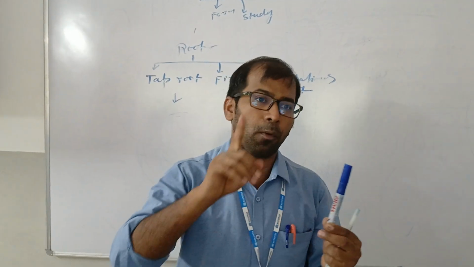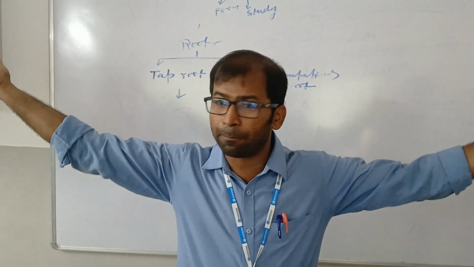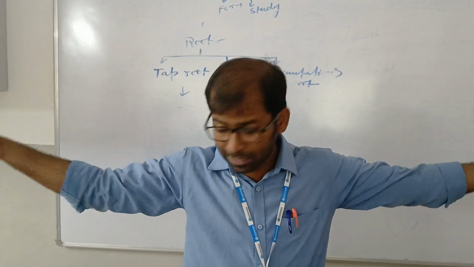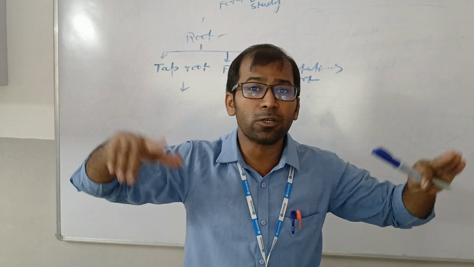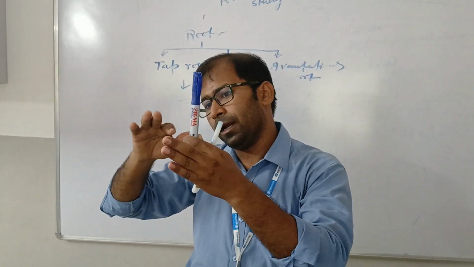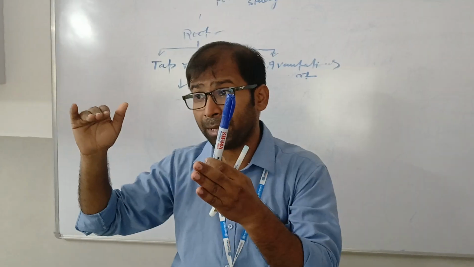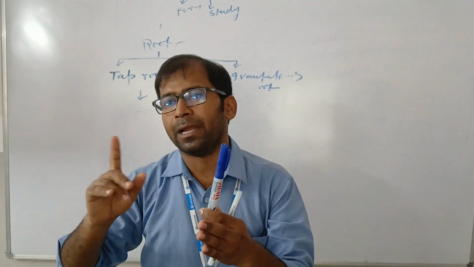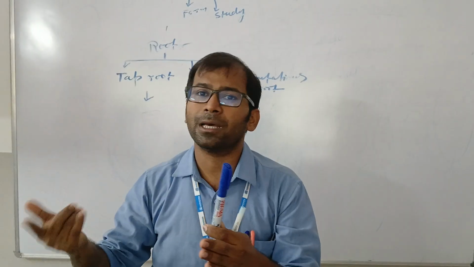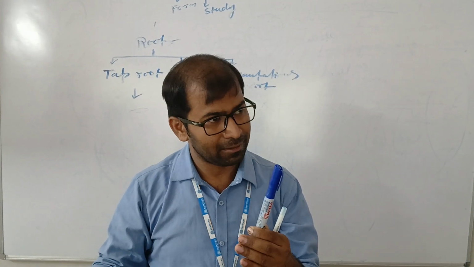Okay, so prop roots are found in the banyan tree. From the branch, roots arise and go to the ground. They support the long branch. Stilt roots arise from the lower nodes of bamboo and maize plants. They also provide support, and pneumatophores are for respiration. Okay.